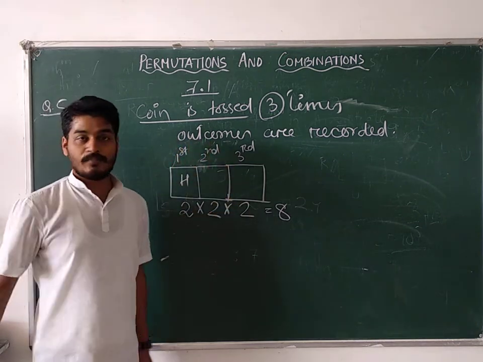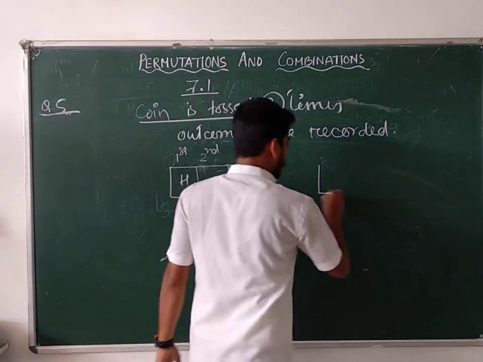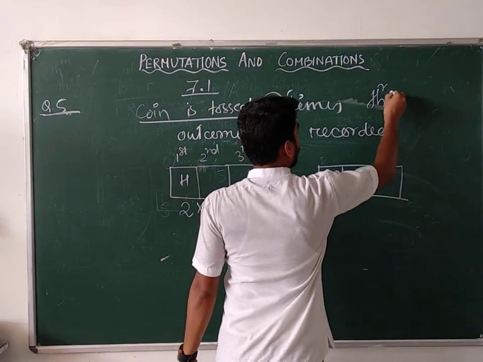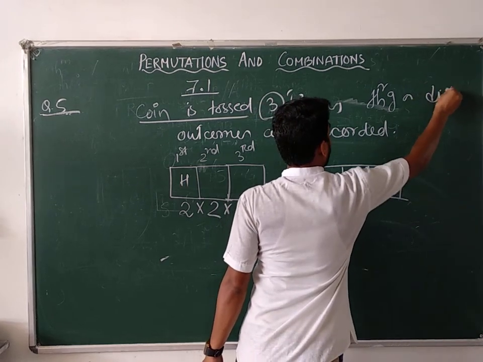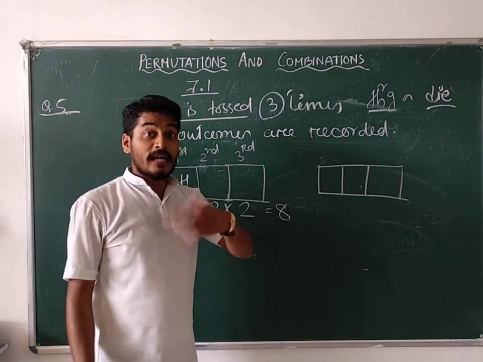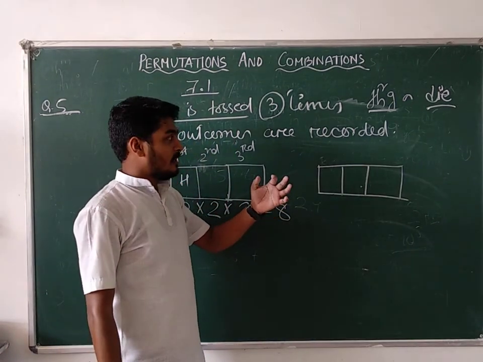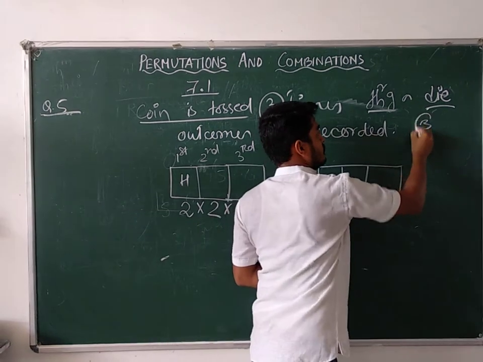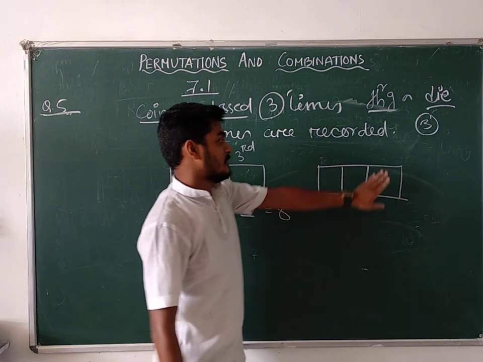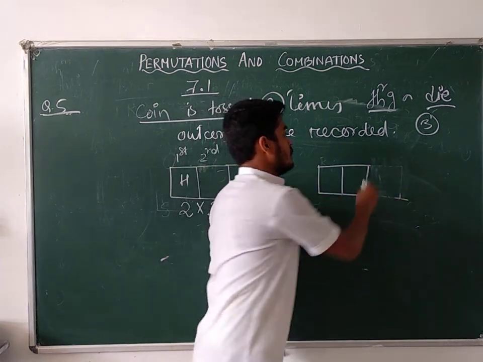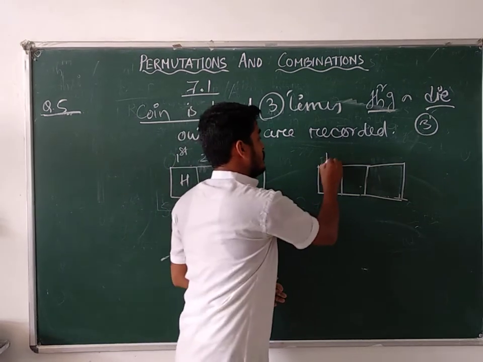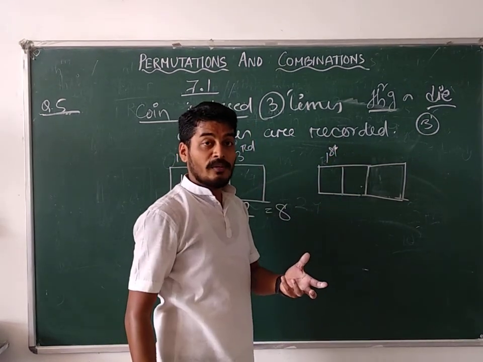Very practical example. For example, suppose you are throwing a die 3 times. What is the total number of outcomes? Initially, for the first time, whenever I throw the die, how many possible outcomes will be there?